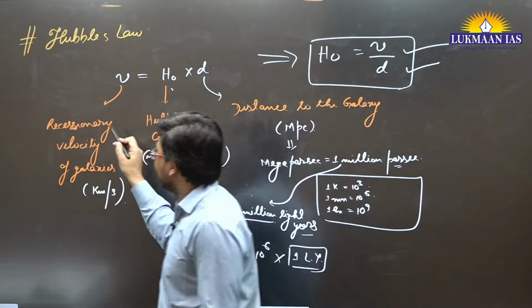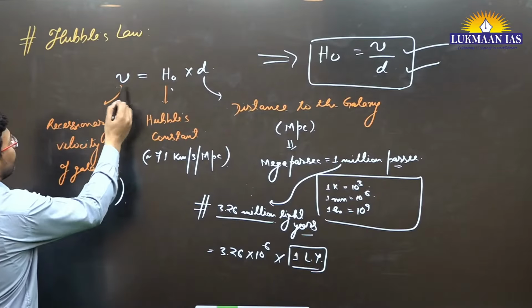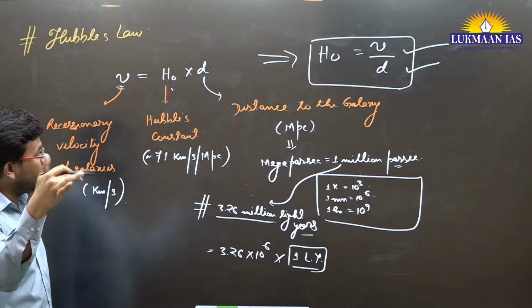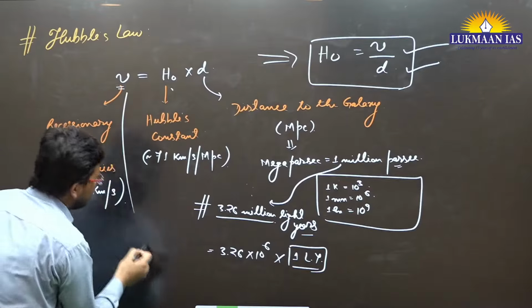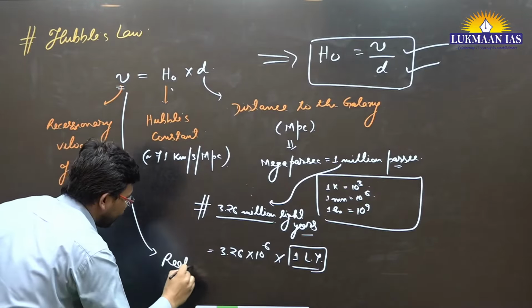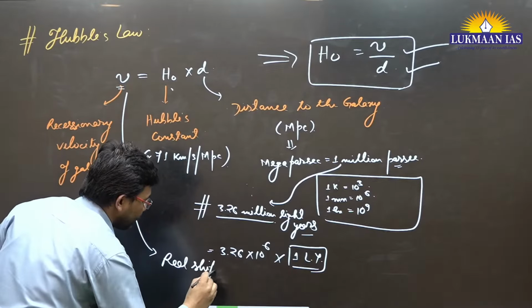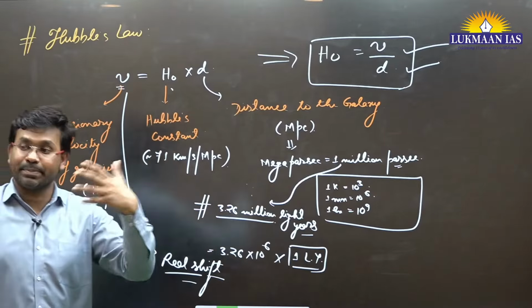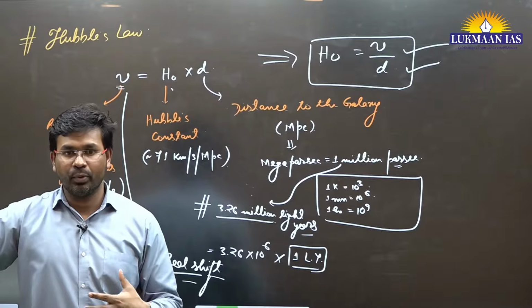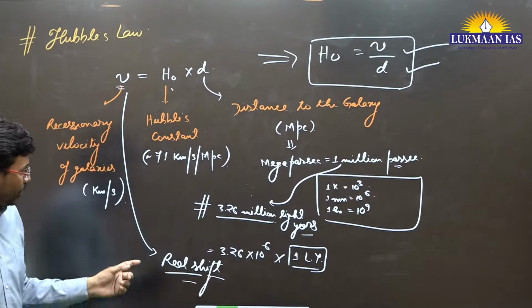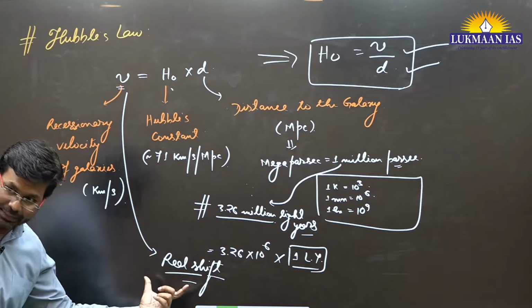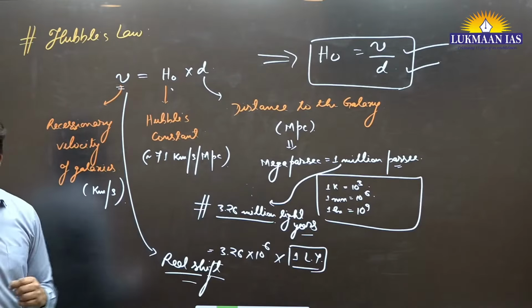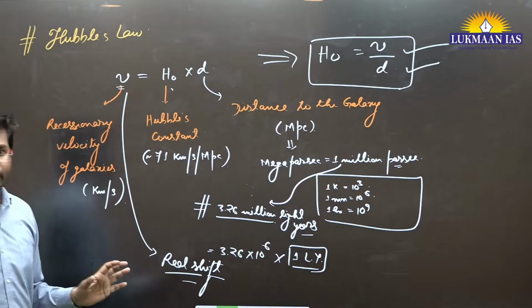So it means recessionary velocity. And let's say we can see red shift in the universe, because the universe is expanding as of now. So this is red shift, and this red shift concept comes from the Doppler effect, as we discussed.